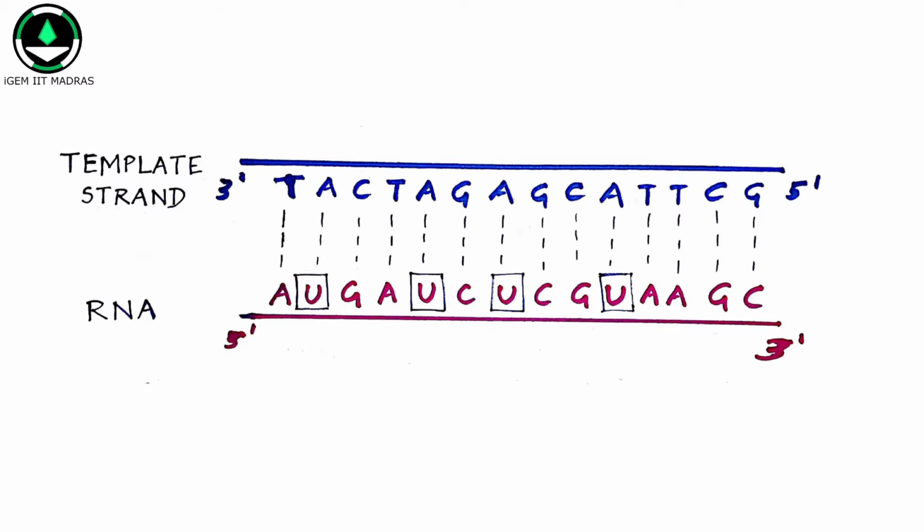The process of copying genetic information from one strand of the DNA into RNA is called transcription. Here also, the principle of complementarity, that is A-T and G-C, takes care of the process of transcription, except that A now forms the base pair with U, that is uracil, instead of T, thymine.